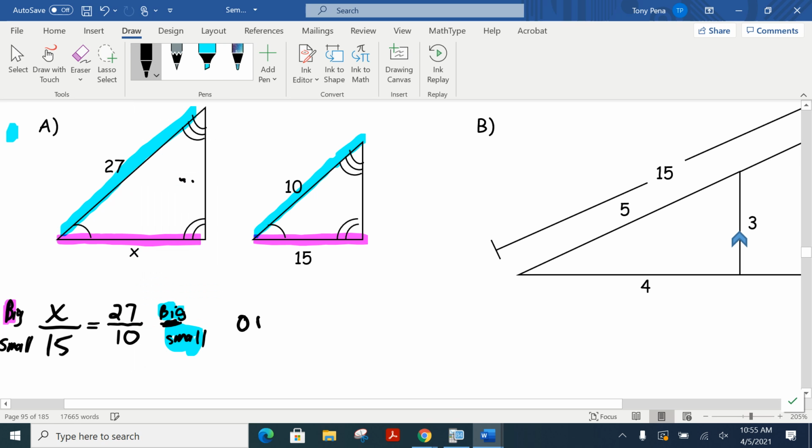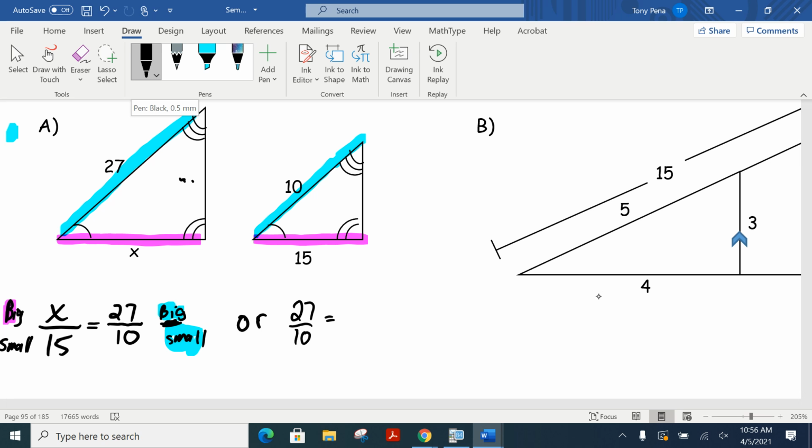Now, did anybody set it up a little bit differently? Yeah, what'd you get, Victoria? I didn't cross multiply, but I found the scale factor, because I saw 2.7, I did 27 divided by 10, and then I was supposed to multiply it by 15. So you did 27 divided by 10 first? Yeah. Good, and then what? And then I multiplied it by 15.